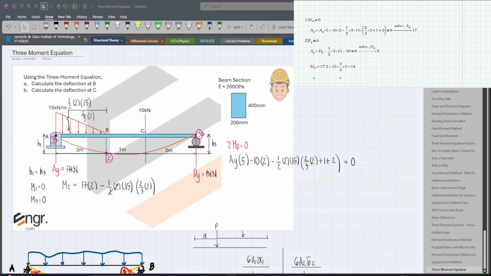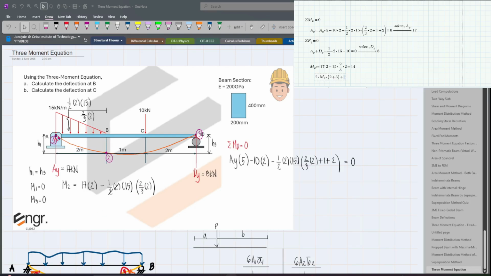So, applying the 3-moment equation, we have M1 equal to 0. So, we will proceed to 2 times M2, then multiplied by L1 plus L2. Now, what is L1? The value of L1 is the horizontal distance from point 1 to 2, which is 2 meters. Ayan. Then, our L2 is the horizontal distance from point 2 up to point 3, which is 2 plus 1, 3 meters. Ayan. Then, M3 is 0. So, M3L2 will not yield a value. Then, we will just add the 3-moment equation factor.